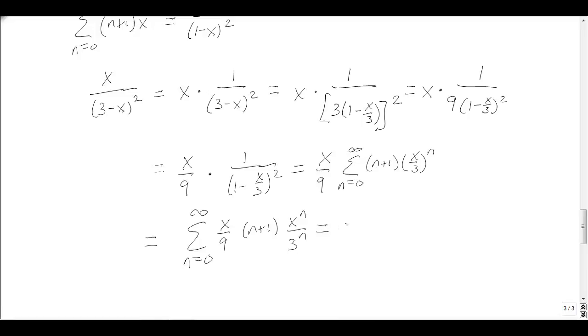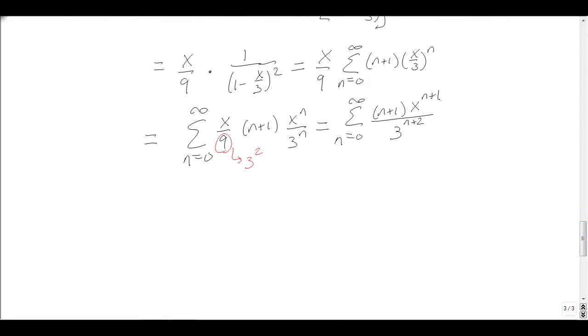Okay, now what I'm going to get is n equals 0 to infinity. Let me write the n plus 1 here. x times x to the n is x to the n plus 1. 9, note what I'm going to think about here is this 9. That's really a 3 squared here. So 3 squared times 3 to the n is 3 to the n plus 2 on the bottom.